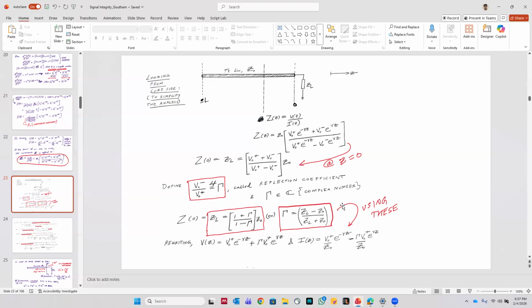I have a question for the class. Does a lossless transmission line still have an impedance?